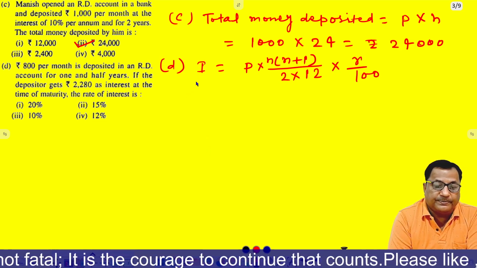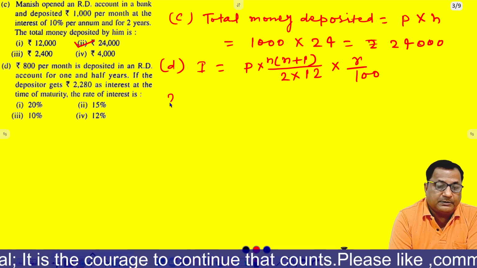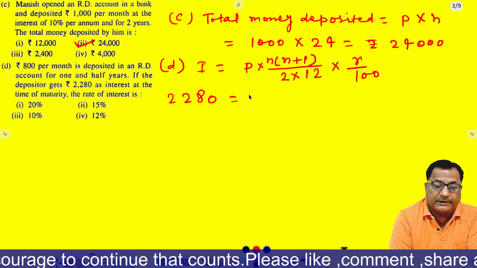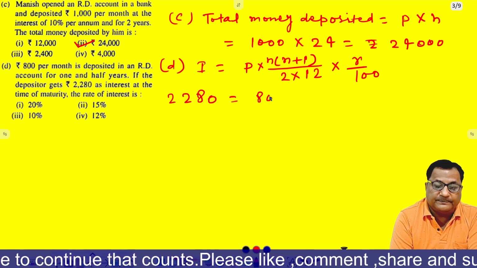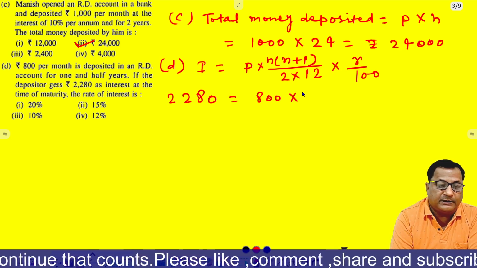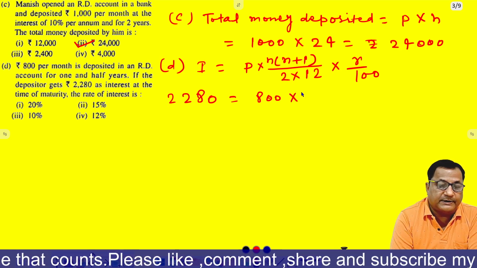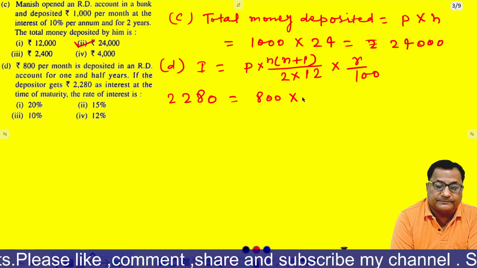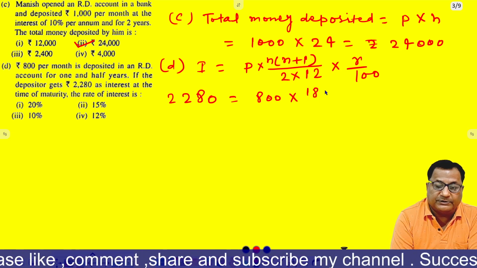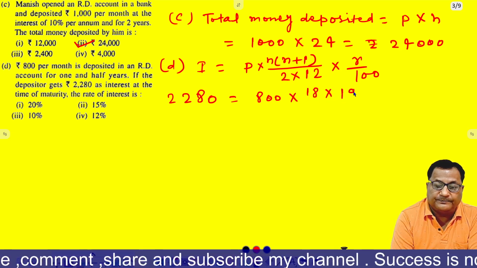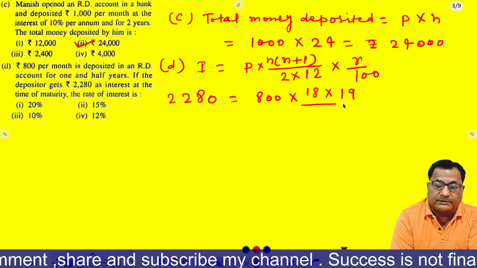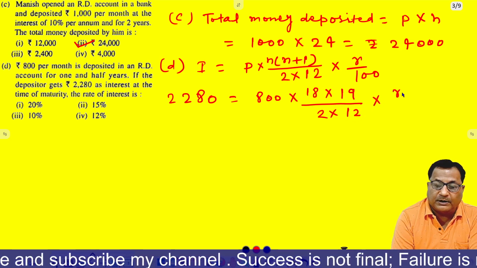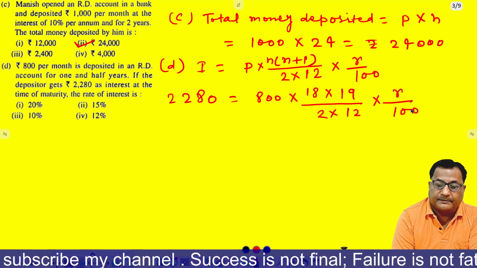So interest is given, 2280, and P is 800 into N. For 1.5 years, means 18 months. So 18 into 19 divided by 2 into 12 into R, we have to find this.